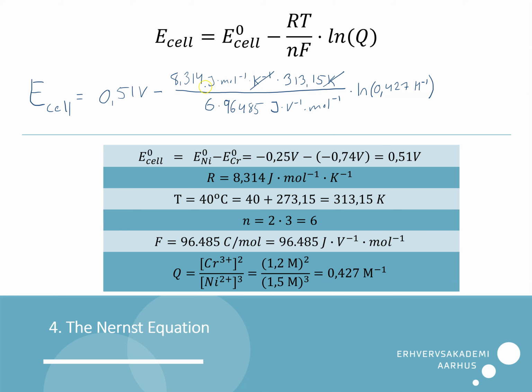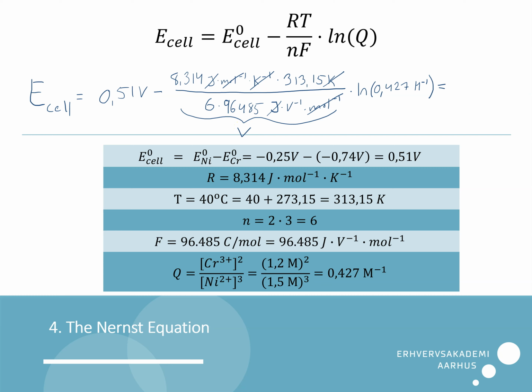Then we have joules in the numerator and we have joules in the denominator, so they cancel each other out. We also have per mole in both numerator and denominator, so they cancel each other out. And then we just have per volt here in the denominator, but 1 divided by volt to the -1 is just volt. So the unit for this entire bit here just becomes volt.